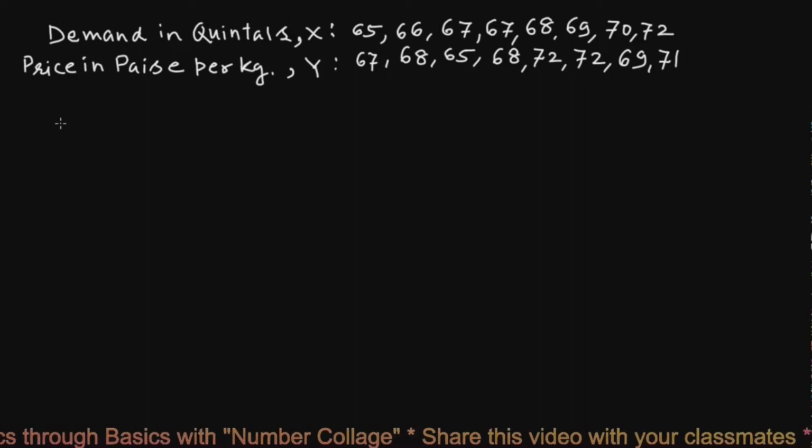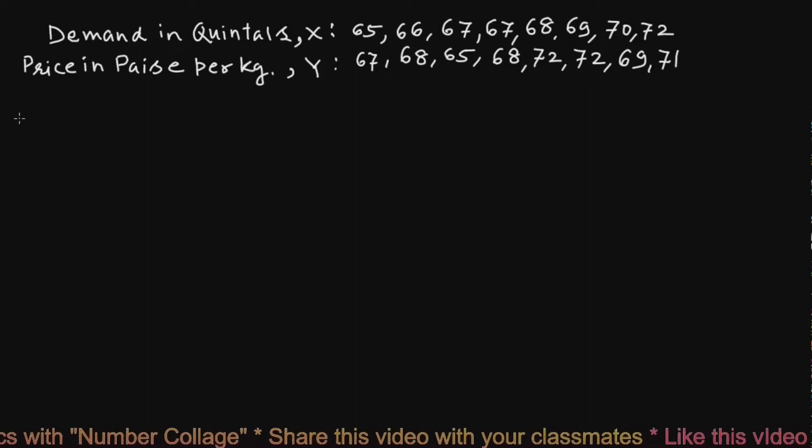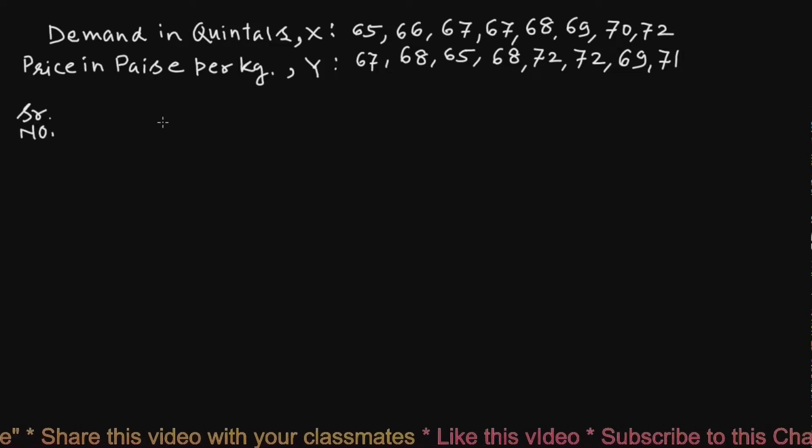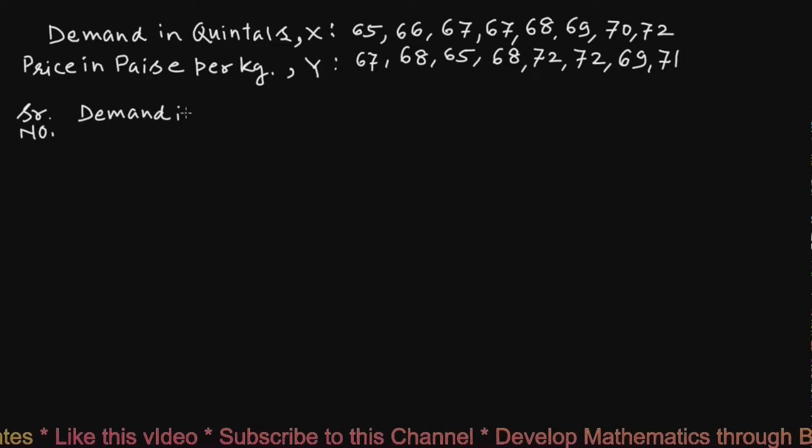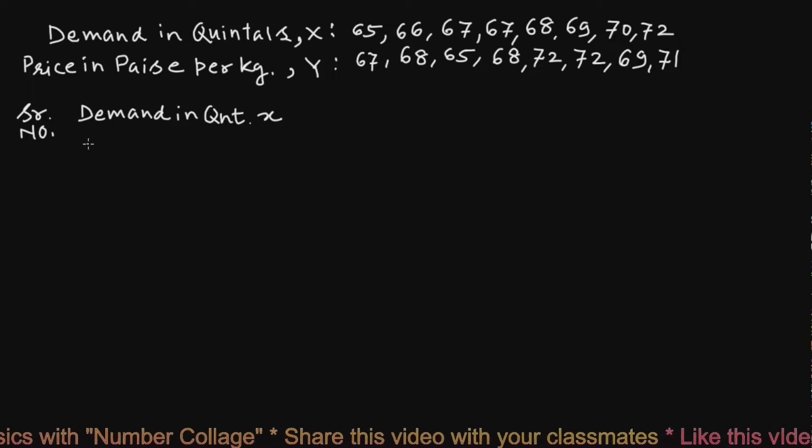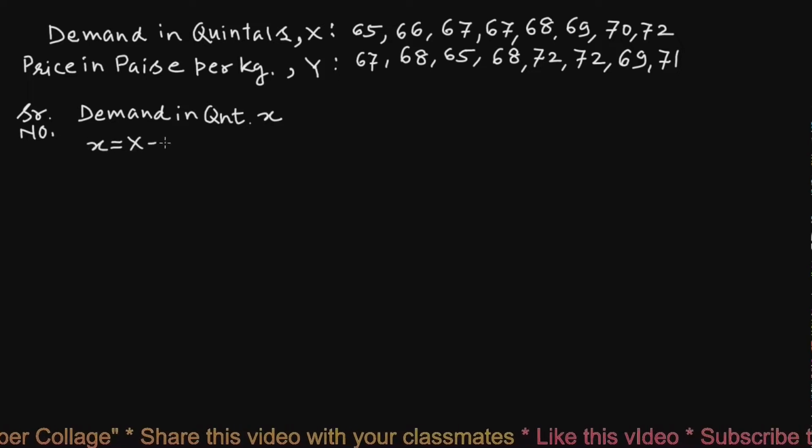We will prepare a table in which the first column is serial number, the second is demand in quintals x, which is calculated as x equals X minus x bar.